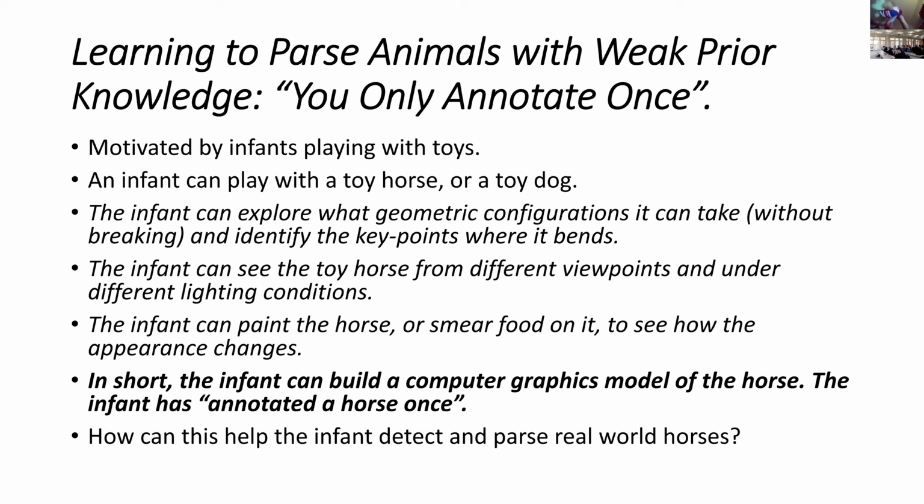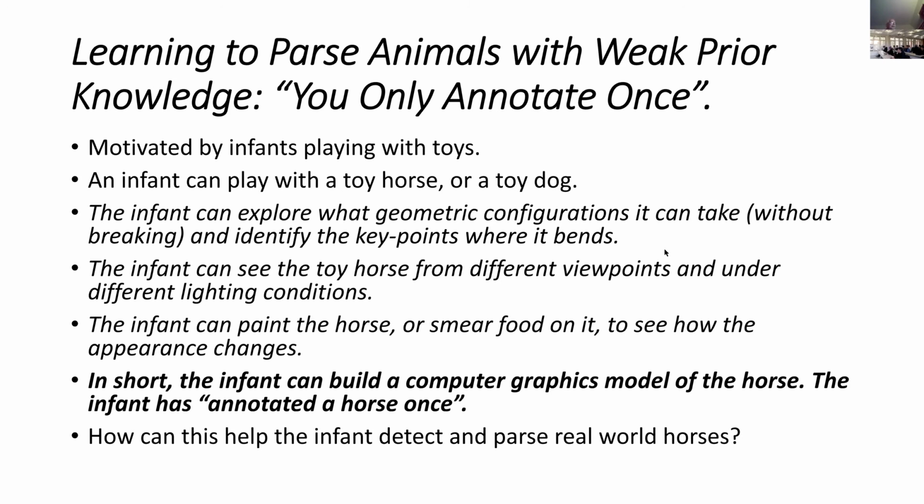You could see it from different viewpoints. You can paint it, you can put different colors on it, etc. So that's the sort of experience that a human infant would have of the world. And if you think what is a good surrogate for it, it's almost that the infant could build a computer graphics model of a horse. And also for the horse, it would be able to know where the joints are, etc. So that is a certain motivation that appeals to people like me who are interested in how humans can learn.